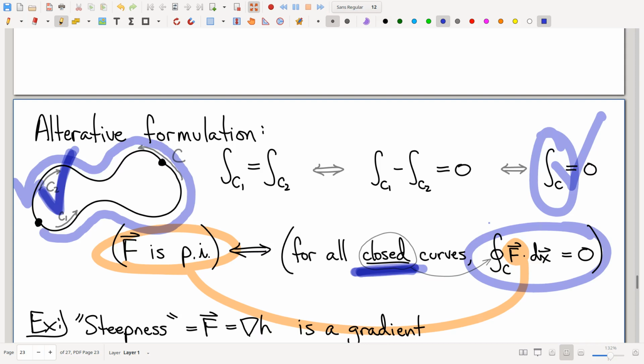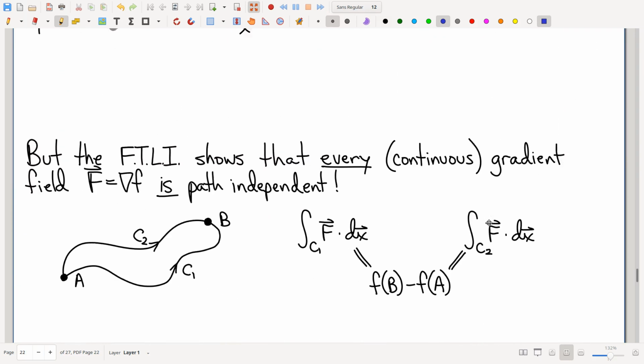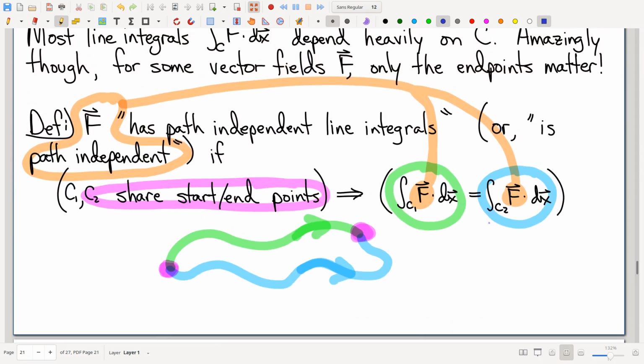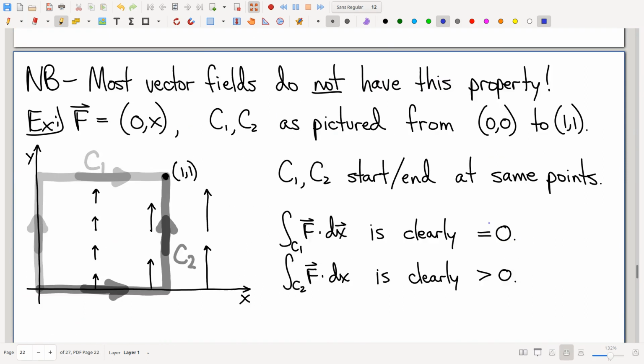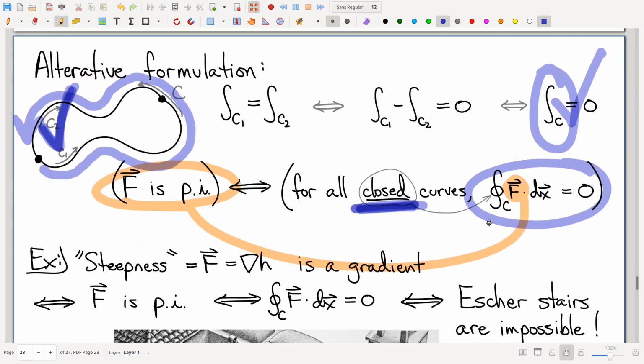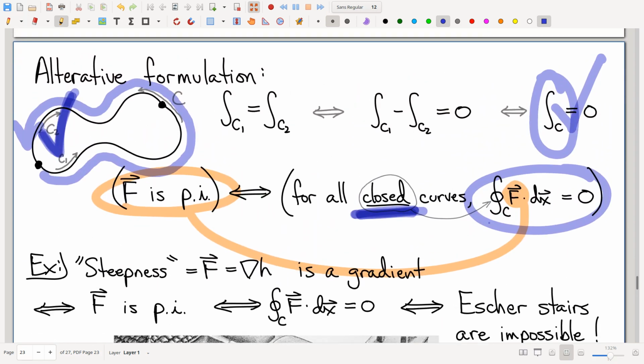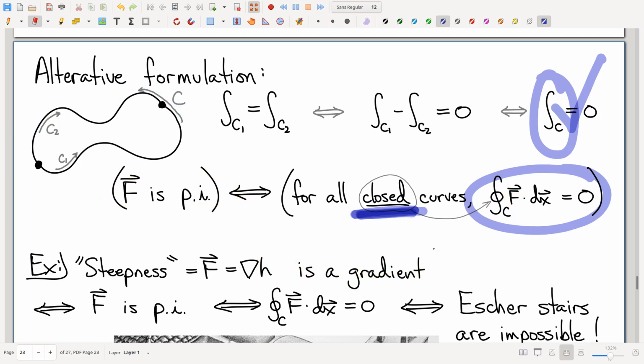There are some circumstances in which this point of view, about two different curves with the same start and end points, where the integrals must be the same, is really useful. On the other hand, this point of view is really useful in other cases. So it's important to be familiar with both of these competing but equivalent definitions.